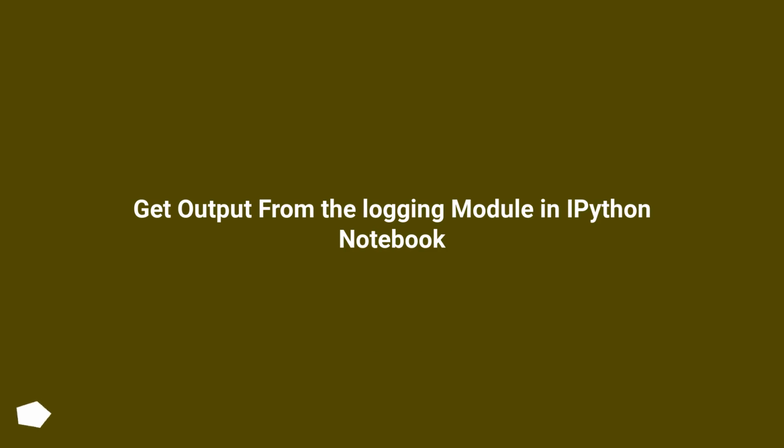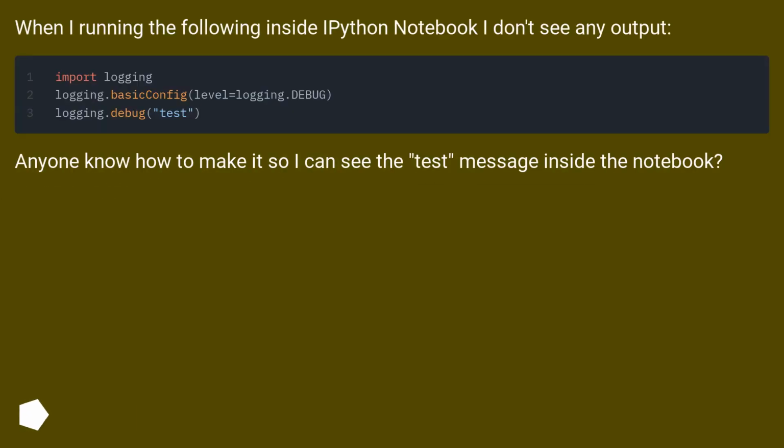Get output from the logging module in IPython notebook. When I'm running the following inside IPython notebook, I don't see any output. Anyone know how to make it so I can see the test message inside the notebook?